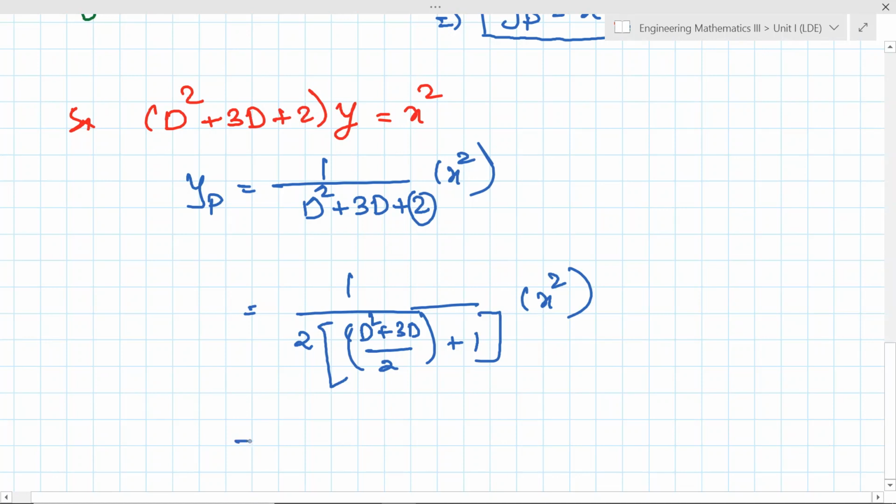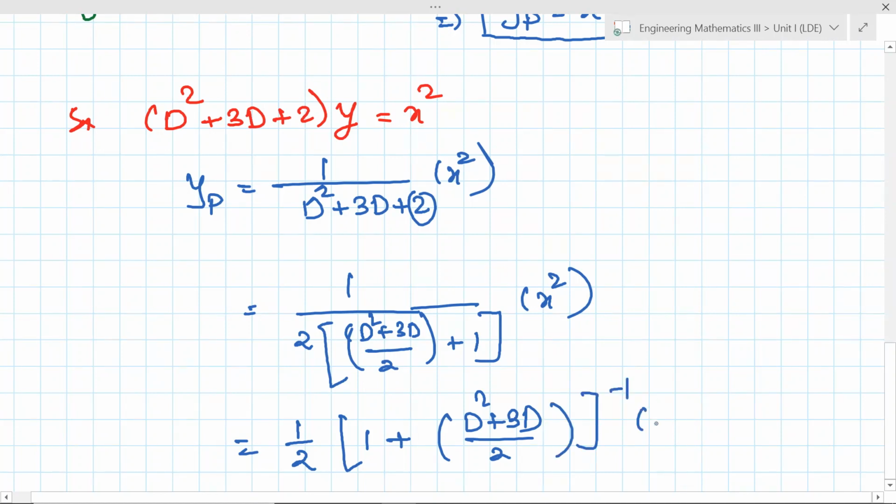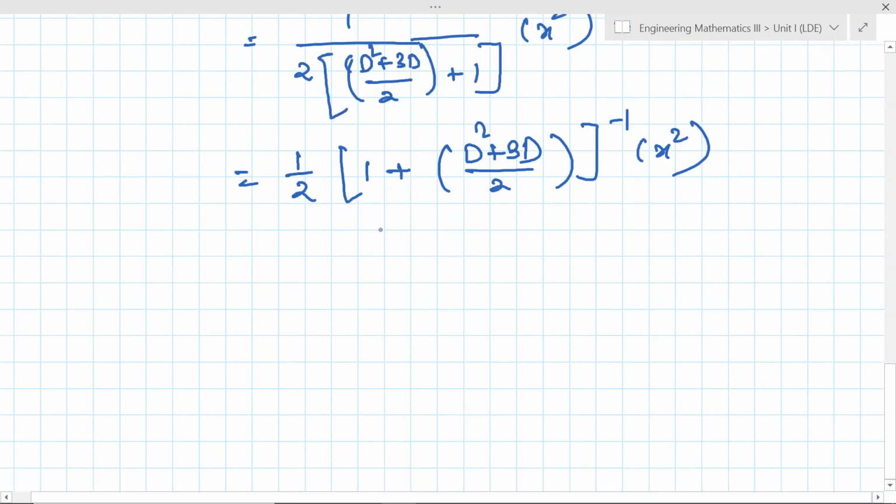So see, this is nothing but what? 1 by 2. Now we can take this in the numerator: 1 + (D² + 3D)/2, raised to minus 1, into x², isn't it? And now what is my y here? So this is 1 + y. See, this is 1 + y. This is my y, this total y.